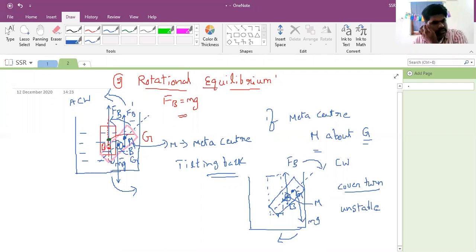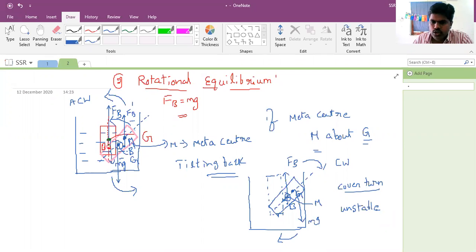Are you clear on this? Rotational equilibrium conditions. One is a stable equilibrium, where even if a small tilt is there, it comes back. Whereas in unstable equilibrium, if a small tilt is there, then it will capsize. The body will turn upside down, or a vertical body will fall down, or sometimes the body will turn over, capsize.